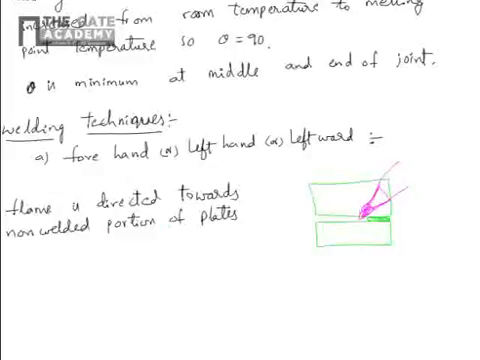If the flame is directed towards the non-welded portion, then it is called the forehand technique. It is used for welding small thickness plates. So what are the advantages? The advantage is that preheating takes place.